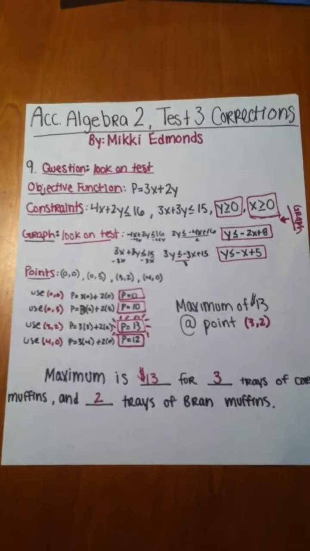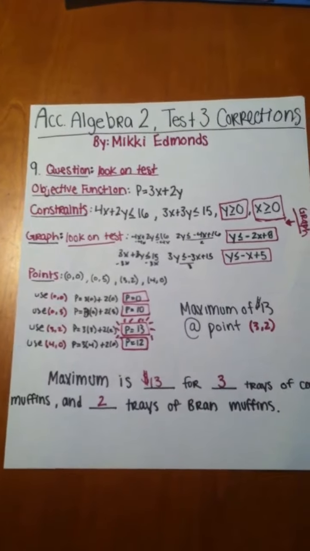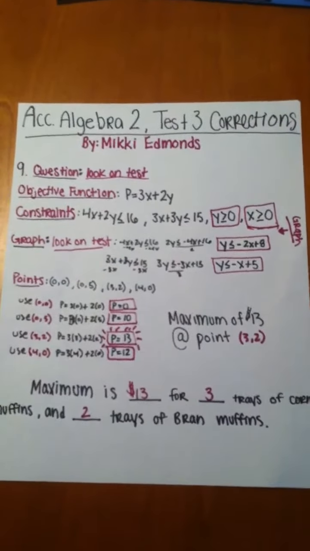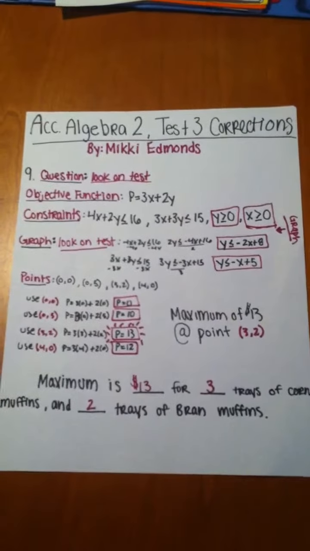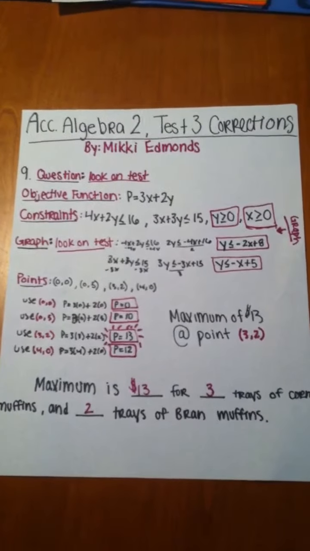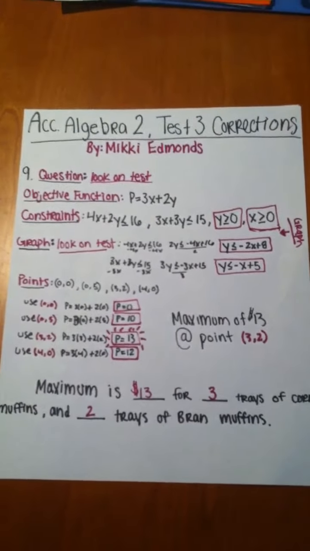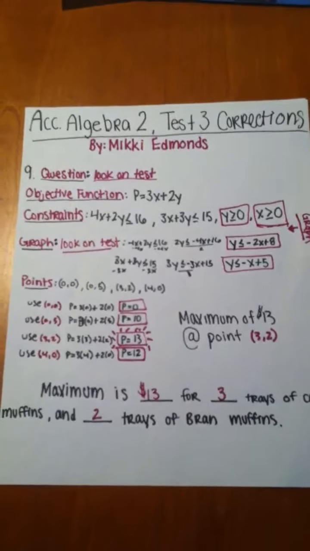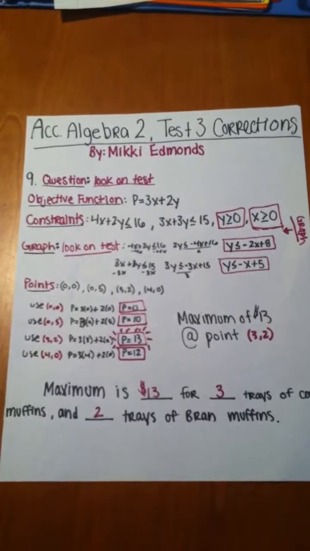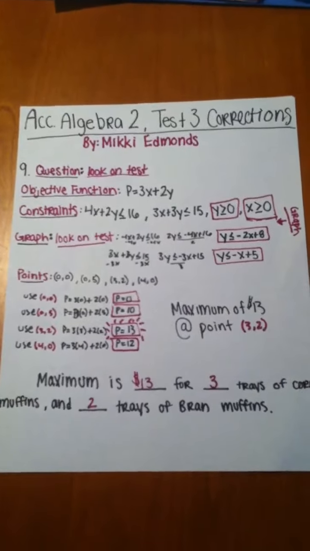But the problem is, baking a tray of corn muffins takes 4 cups of milk and 3 cups of flour. A tray of bran muffins takes 2 cups of milk and 3 cups of flour. A baker has 16 cups of milk and 15 cups of flour. He makes $3 profit per tray of corn muffins and $2 profit per tray of bran muffins. How many trays of each type should he make to maximize his profit?